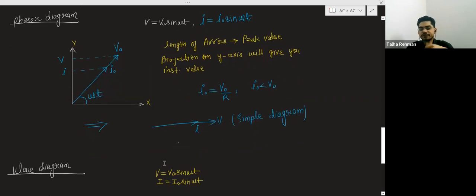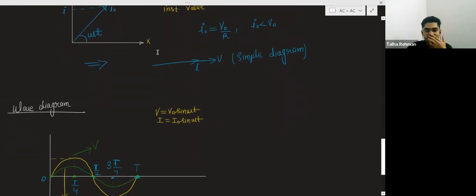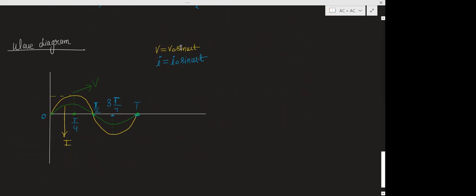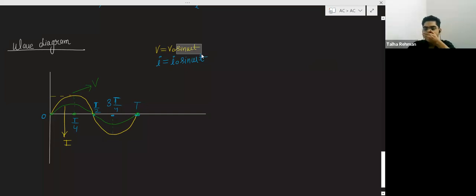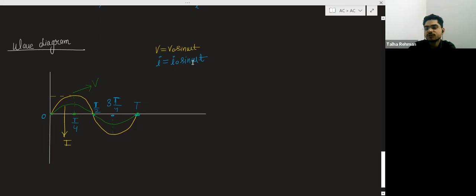Now there is one more diagram, wave diagram. I think I have already told you, this is the equation of the voltage and this is the equation of the current in the purely resistive circuit. Now this yellow color graph, first see this V and I. Both are functions of sine, so V is changing according to the sine curve and I is also changing according to the sine.